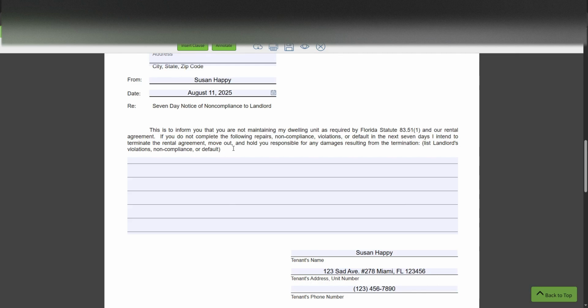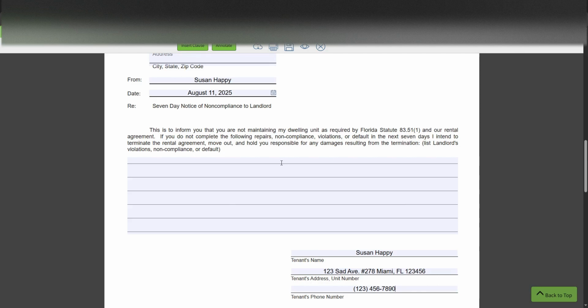The purpose of putting here, as you can see this paragraph, is to inform you that you are not maintaining my dwelling unit as required by Florida statute 83.51, and our rental agreement. If you do not complete the following repairs, non-compliance, violations, or default in the next 7 days, I intend to terminate the rental agreement, move out, and hold you responsible for any damages resulting from the termination.